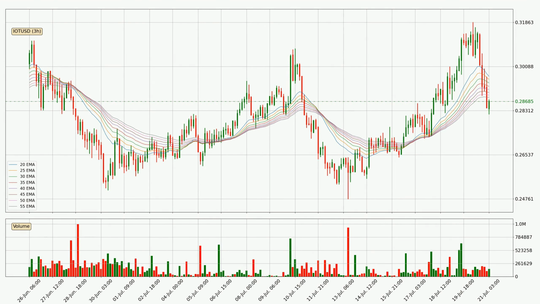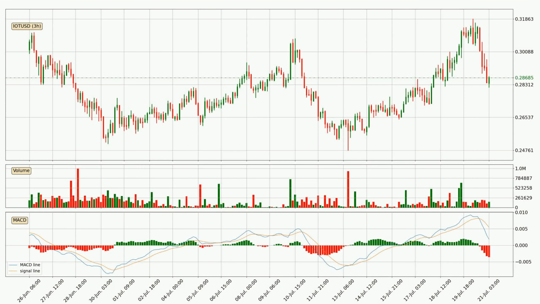Moving to the 3-hourly exponential moving averages, the current price went below the 3-hourly ribbon, so you should see if the price can jump back above the ribbon, or it will play as a resistance to the upside, currently at around 28.8 cents.